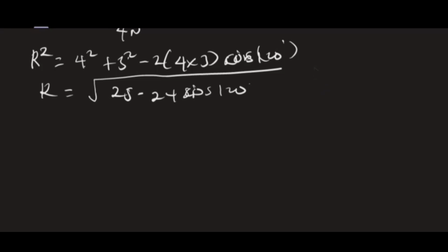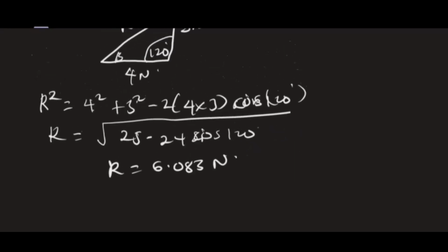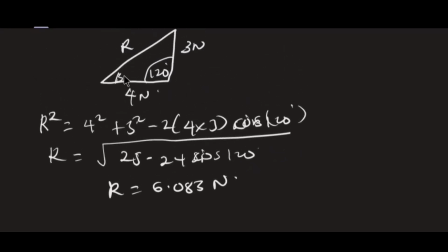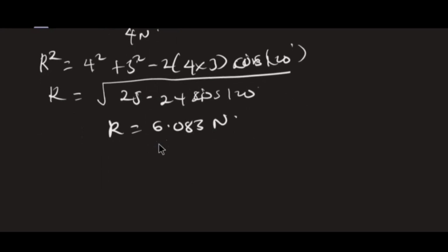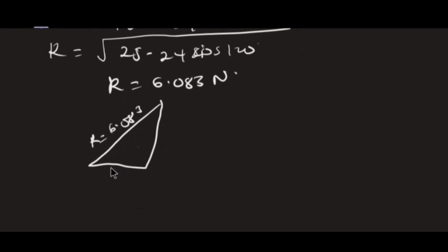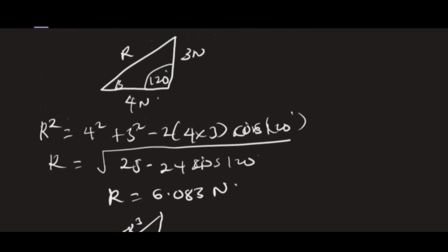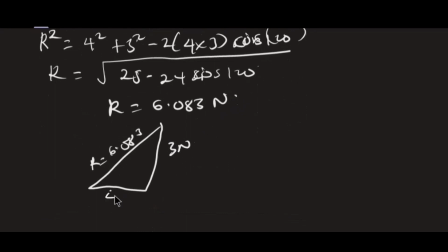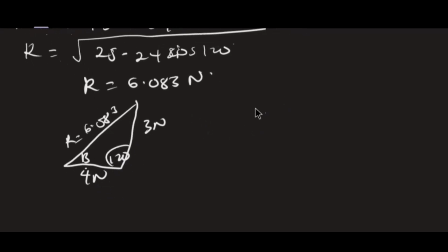So the answer I'm getting is that my resultant is 6.083 meters. So now, once I have the magnitude, I move straight to finding the angle, that is the direction of my resultant. So I'm going to redraw, and I have my R equals 6.083, my F1 here is 3 meeting, and I have my 4 meeting here, I have my beta, I have my 120. At this point, I'm to apply the sine rule.